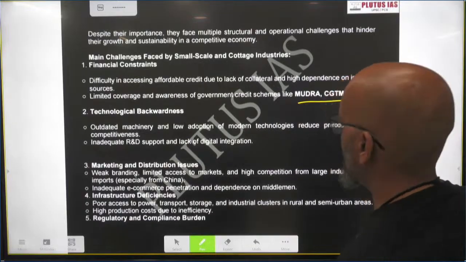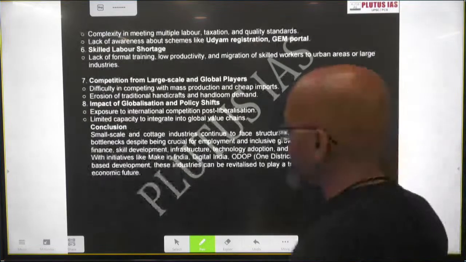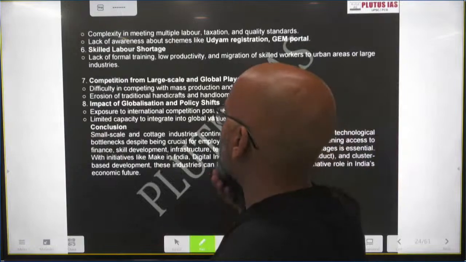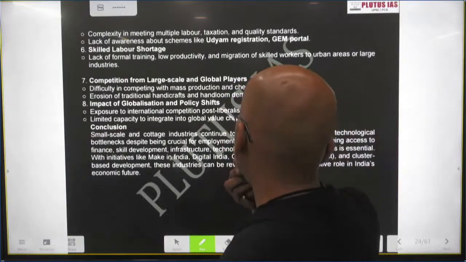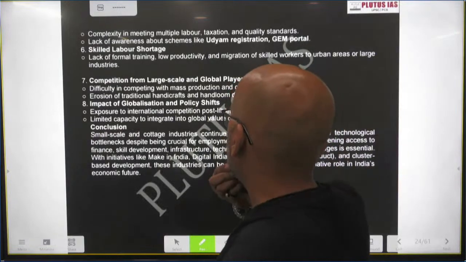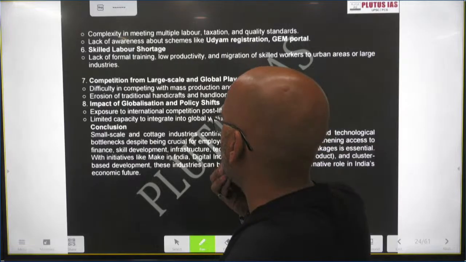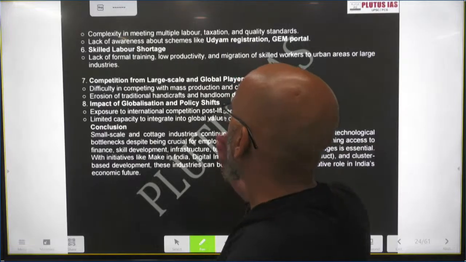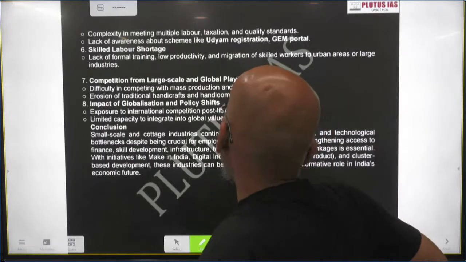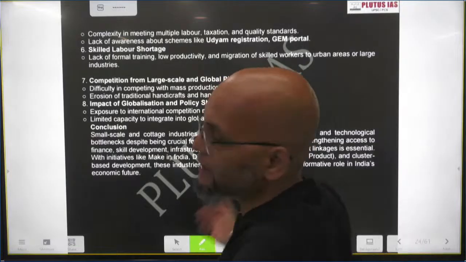Then regulatory and compliance burden. Complexity in meeting multiple labor, taxation, and quality standards. Lack of awareness about schemes like Udyam registration, GeM portal. Then skilled labor shortage: lack of formal training, low productivity, and migration of skilled workers to urban areas or large industries.